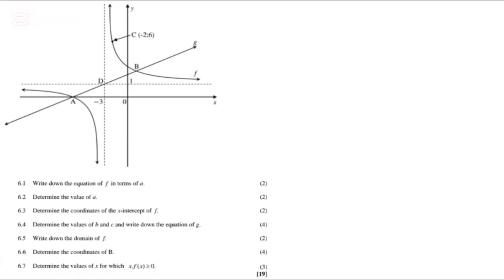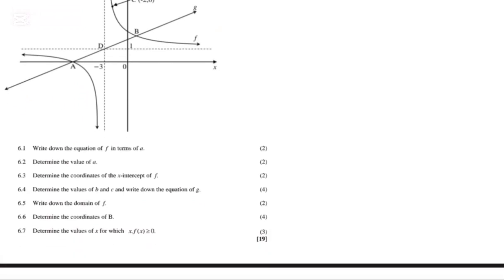Okay, so the last question, 6.7, that's quite tough. So let's just think what they ask. They're asking, where is x times f of x, meaning a y, greater than 0, meaning gives me a positive answer. Just think of this again. Where's x times f of x, which is a y, greater than 0, meaning a positive?